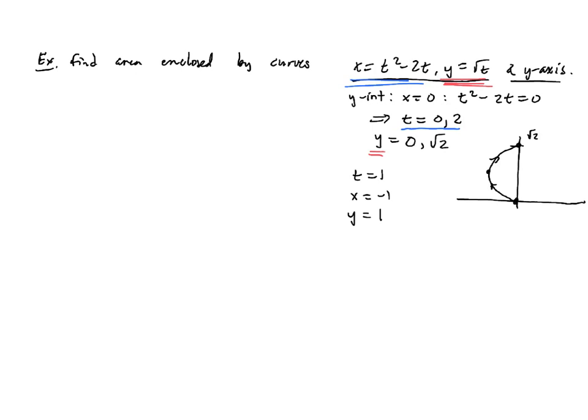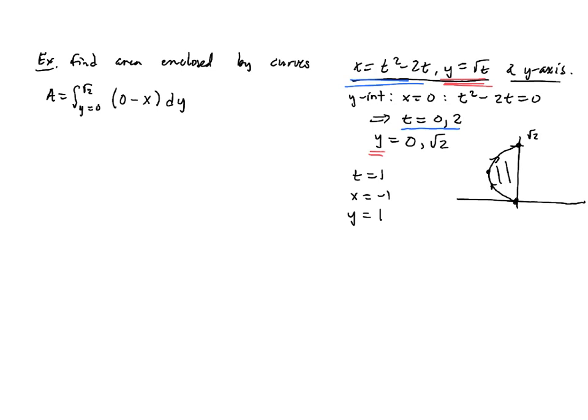Now, in order to find the area between this curve and the y-axis, what I have to recognize is that the axis is on the right and the curve is on the left. So the area formula that I would use would be the integral from y equals 0 to the square root of 2 of, I have to take that right-hand curve minus the left-hand curve, and then integrating with respect to y because I'm trying to find this area.